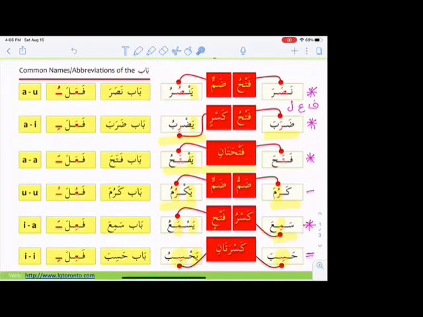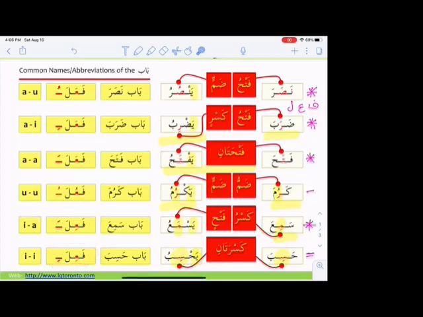Bab samia. Please, if you can remember it: Bab Nasara, Bab Daraba, Bab Fataha, Karuma, Samia. And it tells you here in the dictionary, sometimes they only write like this. When it is written like this, it's Bab Nasara. This is your Bab Daraba. This is your Bab Fataha. This is your Bab Karuma. This is your Bab Samia, Samia Yasmau. And there are not too many verbs on this Bab, so we should not worry.